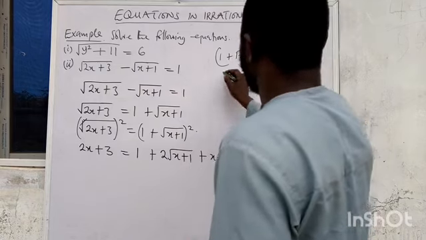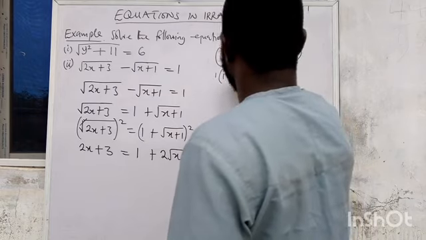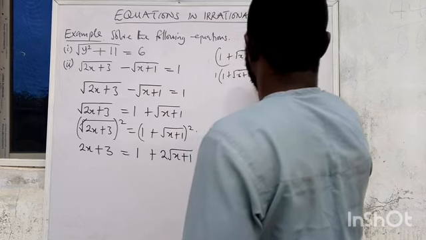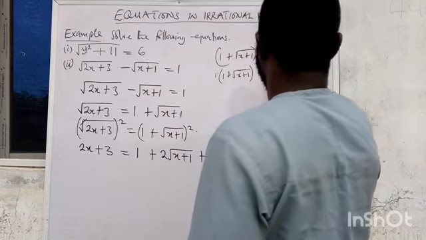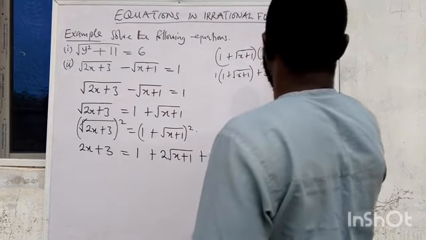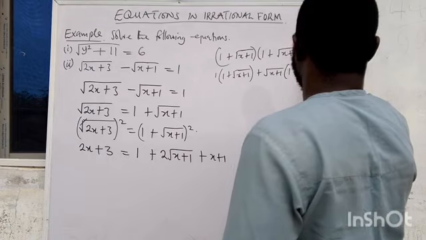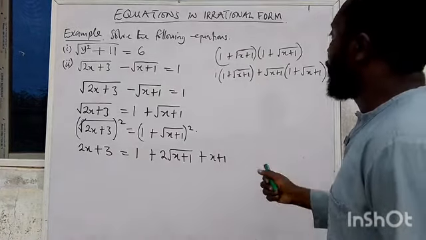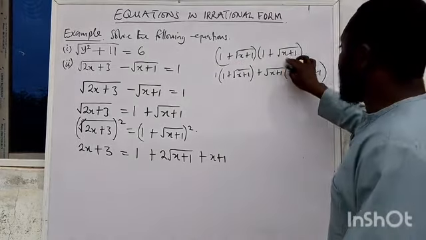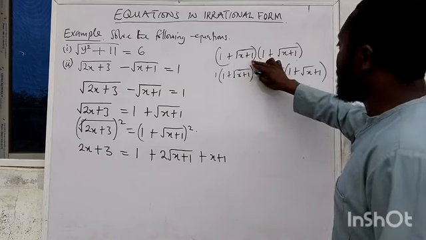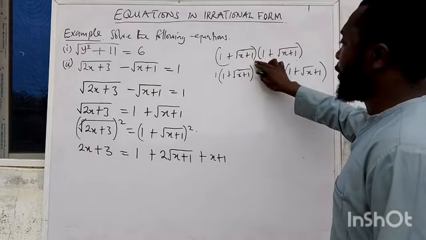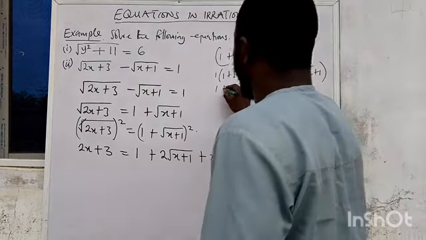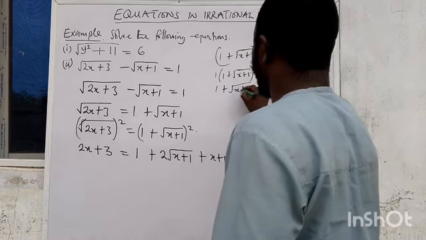You know how to expand, so you take 1 multiplied by 1 plus root x plus 1. Do the same here, plus root x plus 1, again multiplied by 1 plus root x plus 1. Now you expand. So use the first number to multiply everything here. Use the second number, together with the addition sign, the positive sign here, to multiply everything here. So 1 multiplied by everything here, you still have 1 plus root x plus 1.